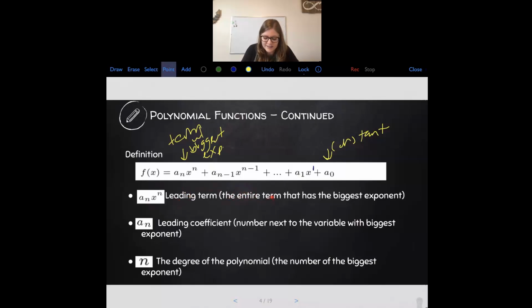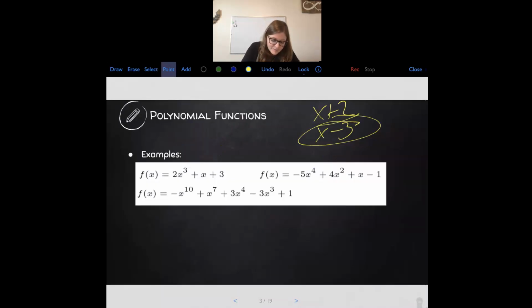The leading term is the entire term that has the biggest exponent. Next, the leading coefficient is the number next to our variable with the biggest exponent, and n is what's called the degree of the polynomial, so it's the number of the biggest exponent. So if we look back, for instance, just at this first example, this is the leading term, 2 is the leading coefficient, 3 would be the degree. The reason I can identify that right away is because the powers are written in descending order. If they're not written that way, we can always rewrite them to get it into this form.